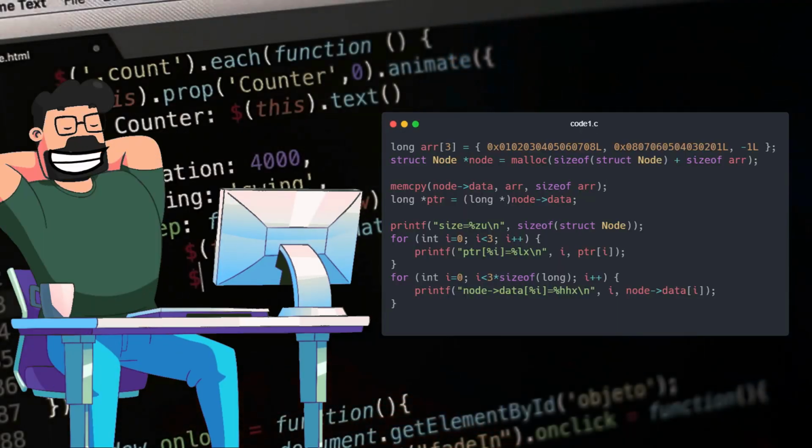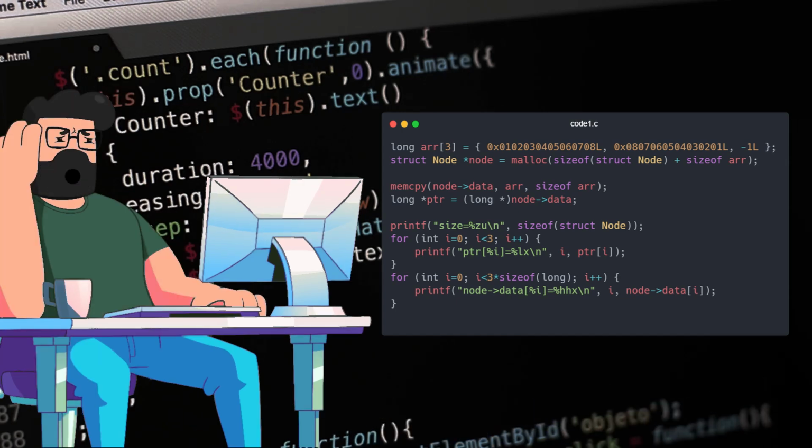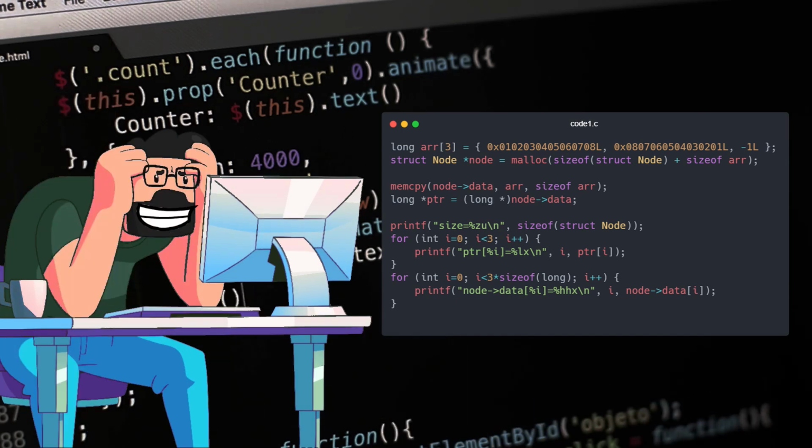So, let's talk about the solution to the problem we discussed earlier. By ensuring that the data member in the node structure is maximally aligned and accessed only via a pointer to the type of the copied data, we can achieve well-defined behavior as per the C standard. Let's understand this concept with an example code snippet.